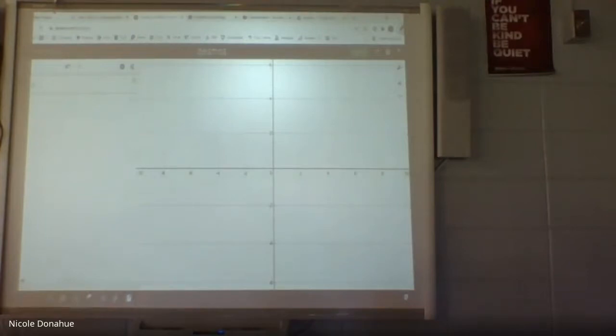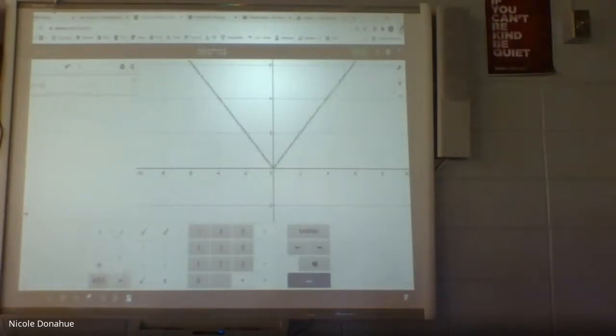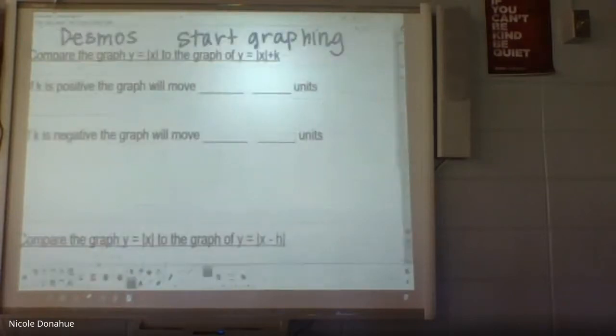And to get those absolute value symbols, you might have to bring out this little keyboard there. There's an absolute value symbol there for you. I see it. So I have my absolute value of X graph. But now if you guys look at my directions, it asks you guys to type in this. Y equals absolute value of X plus K.